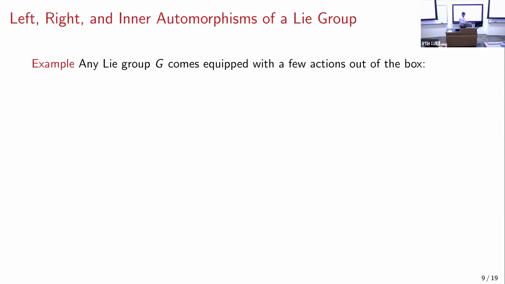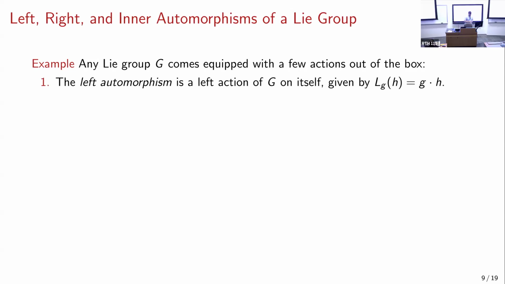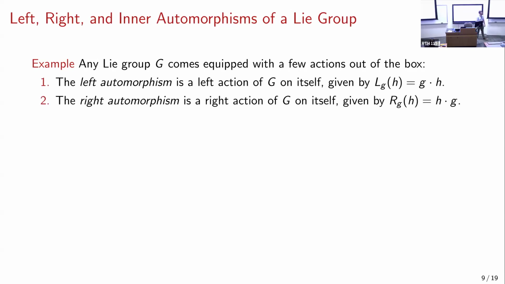And so this will maybe also answer this question about left and right actions a little further. If we take any Lie group G, it comes equipped with a couple of group actions out of the box. The first one's called the left automorphism, which is just the action of G on itself. I've written it in this contracted notation. The left automorphism corresponding to each element G transforms every element H in the group by just multiplying on the left. Whereas the right automorphism is an action of G on itself given by just multiplying by G on the right over here.